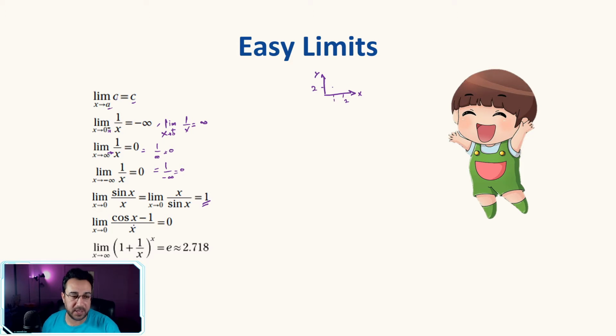The limit of (cosine x minus 1) over x equals 0, as x approaches 0, of course. And the limit of (1 plus 1 over x) all to the power x as x approaches infinity equals e, which we know e equals 2.718. So that's it. Those are easy limits.